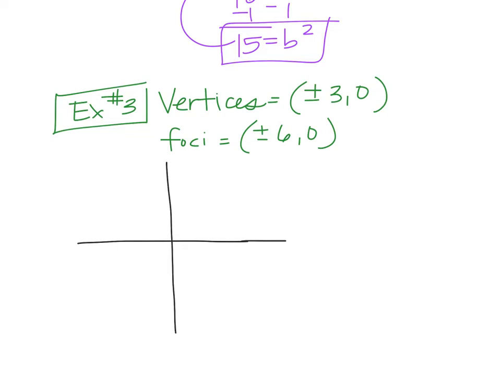So vertices at plus or minus 3: 1, 2, 3, 1, 2, 3. So here and here are our vertices. And then foci, 4, 5, 6, and 4, 5, 6, here and here. So our graph, in order to keep the foci in the arc, would have to be this way.